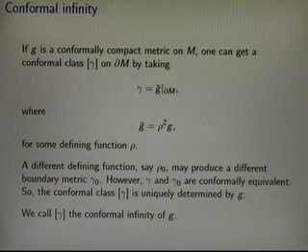You don't have a unique defining function. But if you take another defining function, rho 0, for example, you get another metric on the boundary, but the conformal class is the same as the other one. So the conformal class is well defined. We call this conformal class the conformal infinity.